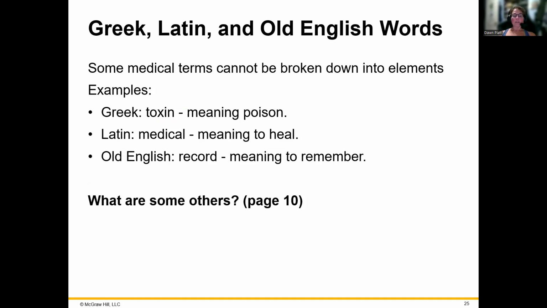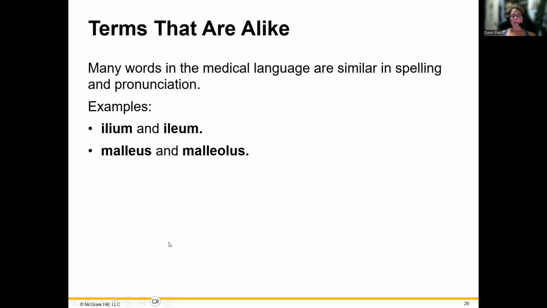In medical terminology, though, there are some words that you simply just have to memorize. They have no way to break them down. They simply have a meaning, and you just have to memorize the definition. You will see examples of these unique medical words on page 13 of your book. And here are just some examples of these unique words where you literally need to memorize them. So toxin meaning poison, medical meaning to heal, record meaning to remember.